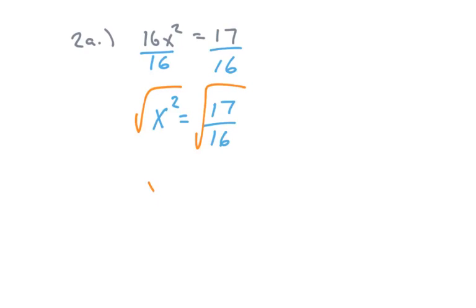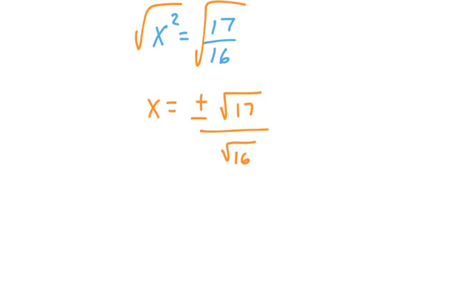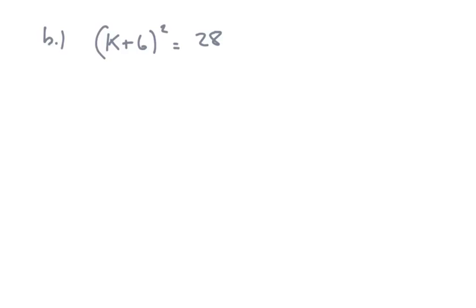Now, some important things to realize is when you apply the square root, it makes it plus or minus. And when you take the square root of two things, when we're dividing, we can separate them into two different square roots. So we have the square root of 17 over the square root of 16. Now we know the square root of 16 is 4, so we can say x is equal to plus or minus square root 17 over 4. The square root of 17 doesn't come out nice, so we just leave it as the square root of 17. And there it is.